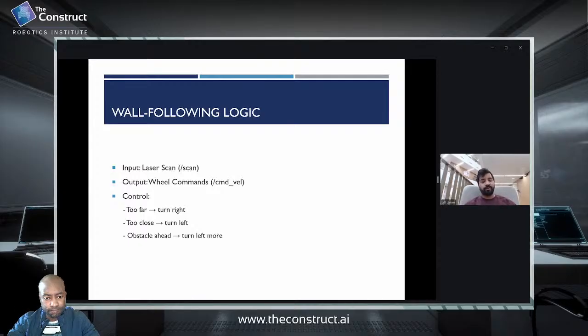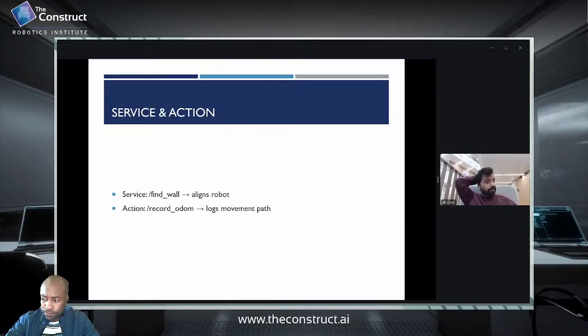And then basically there are three basic functions. If it is too far, it basically turns to the right, and if it is too close to the wall, it basically turns slightly left, and if it foresees an obstacle ahead, then it turns left until there is no obstacle. So it basically can complete a lap and follow the wall. And finally, there are services and actions. The service that I am using is find wall, and the action that we basically use is record odometry, which basically logs the movement path.